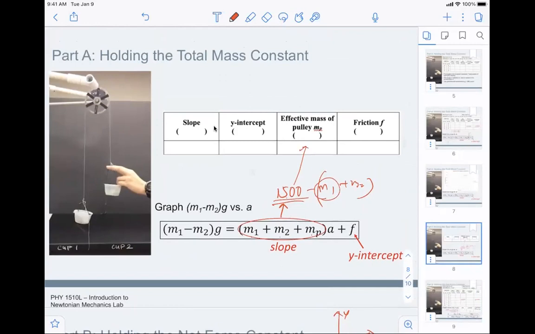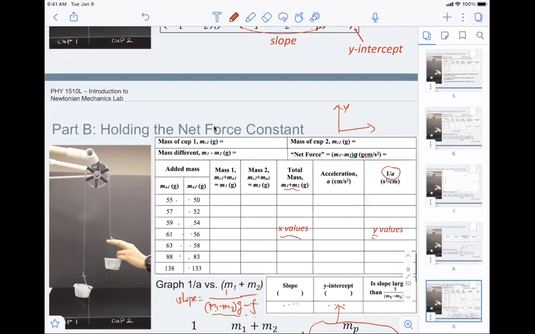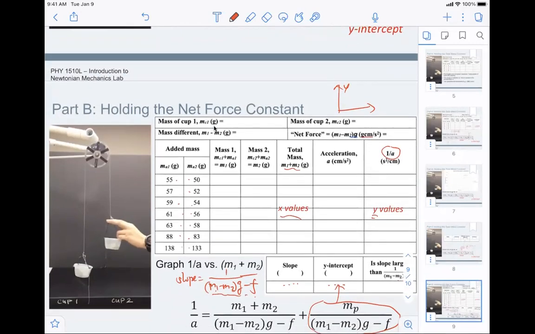You get it from your part A: you get your slope, and you subtract the total mass M1, M2 from your slope, and that is the mass of the pulley. So you can measure the mass of the pulley from your data, even though you do not take the pulley down and put it on the scale. Okay, thank you.